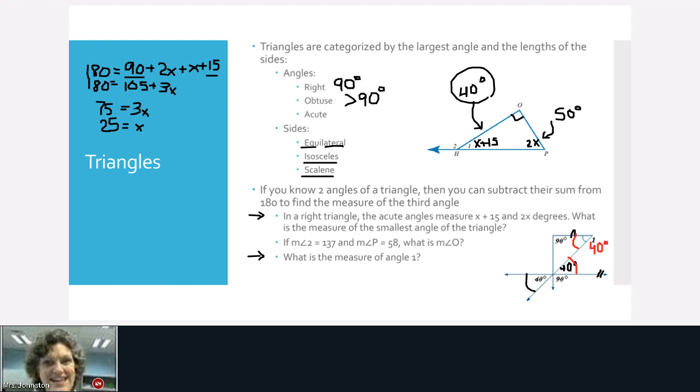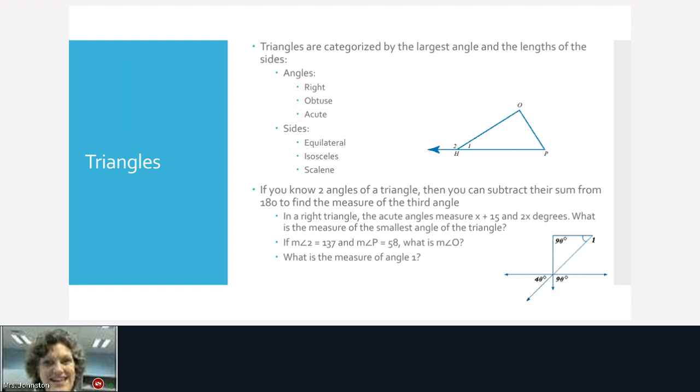Okay, now I am going to get rid of what I wrote up here. I'm going to have to clear everything from the board because the second question uses this top illustration. If the measure of angle 2 is 137, I'm just going to label that 137. And the measure of angle P is 58. Then what is the measure of angle O? Here's the one we're trying to find.